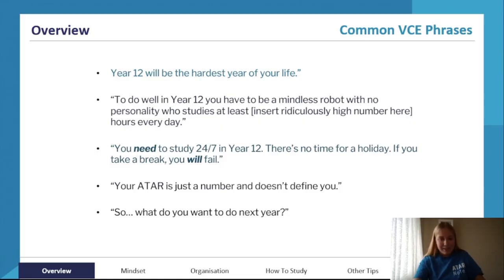A bad ATAR is not the end of the world. There are pathway options where you can transfer from one course to another after a certain period of time, depending on the course. There are some courses, such as what I'm doing, paramedicine and a lot of things in the medical field, where you actually wouldn't be able to transfer so easily into those courses. So it is kind of important, guys. So we want to get it right the first time.